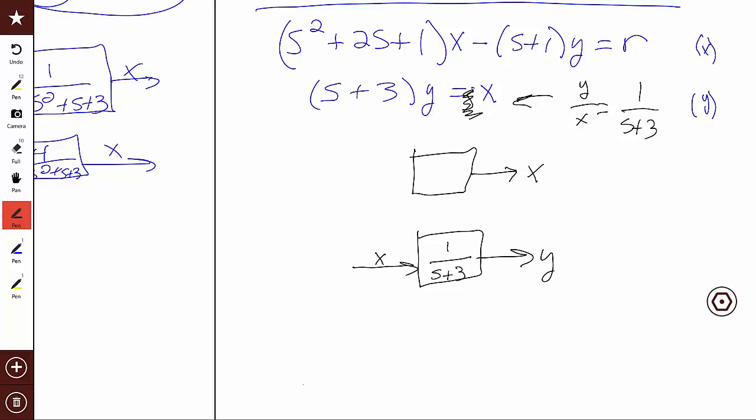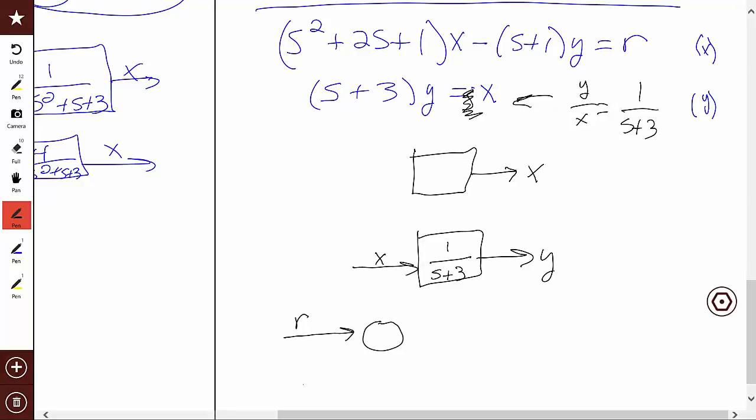R is going to be the input. So here's what I'm going to do. I'm going to start with an R. This one's a little trickier. I'm going to start with an R, and then I'm going to put a summer right here, a plus on him. So I have an R. And then I'm going to put a box here, and I'm going to put an S plus 1, and I'm going to stick a Y in there.